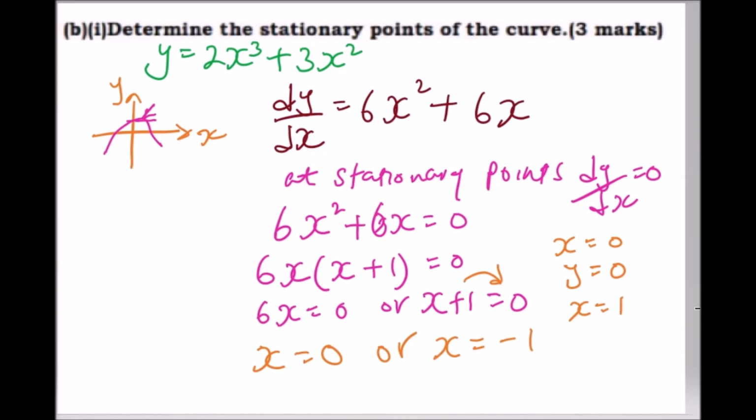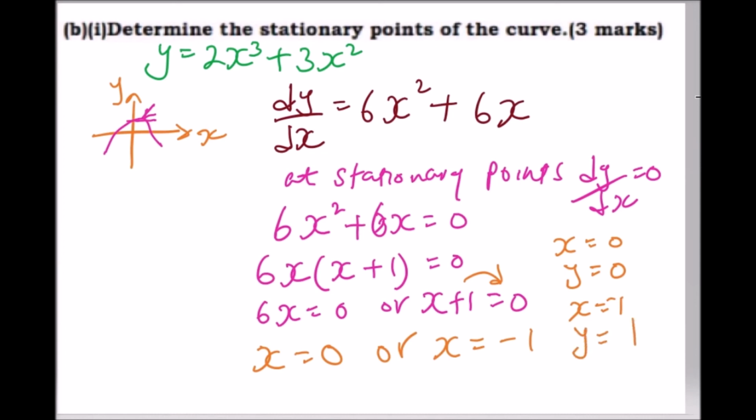So y is... no, here we substitute minus 1, not 1. So this will be minus 1 cubed is minus 1, times 2 is minus 2. Here x squared is 1 times 3, so that will give us 3. So minus 2 plus 3 is equal to 1. So y is equal to 1.